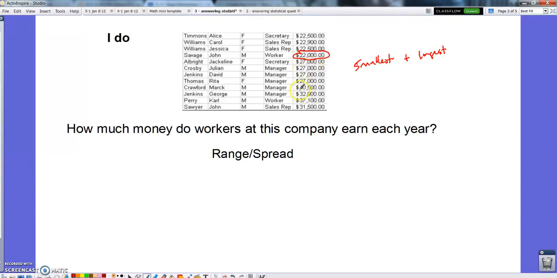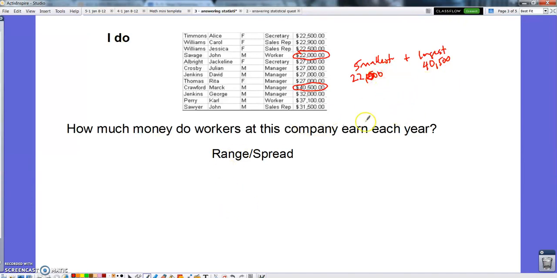And the greatest is 40,500. Right there. So 22,500 to 22,000 and 40,500. So 3 ways to talk about the range or spread.